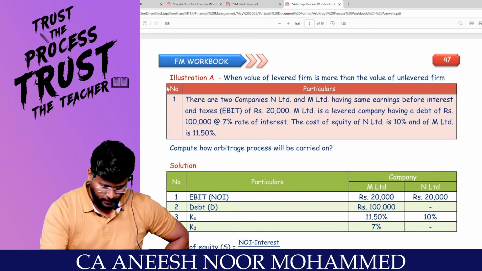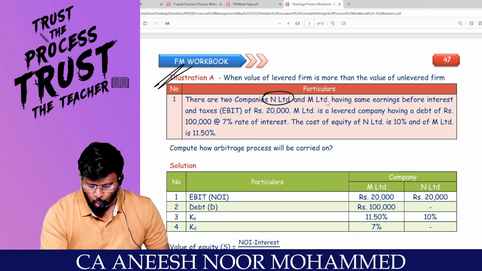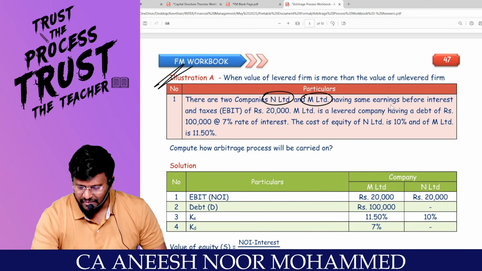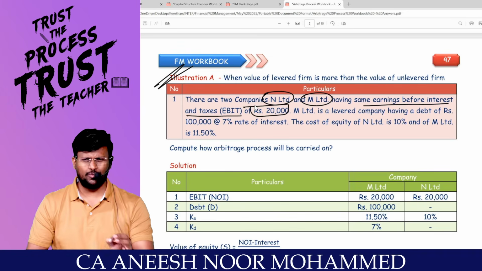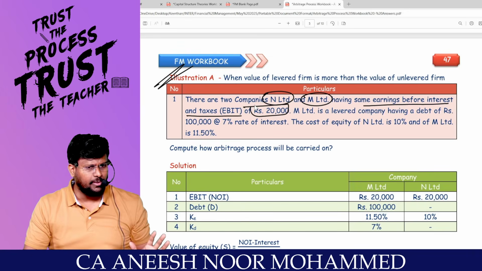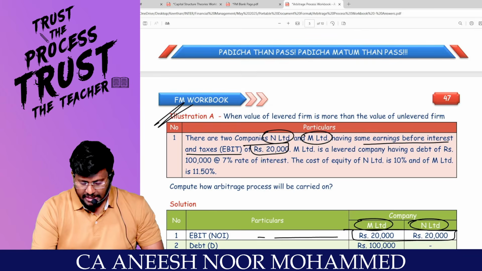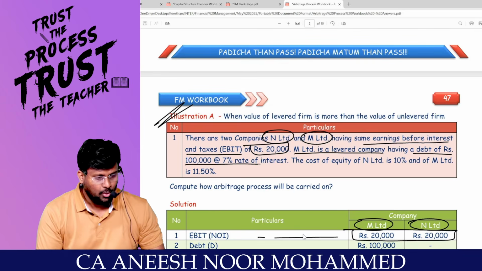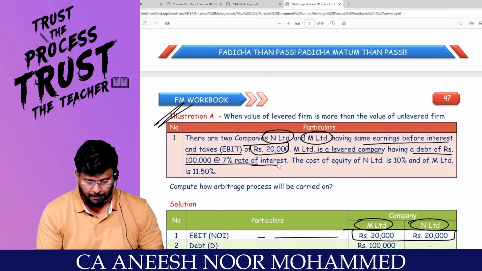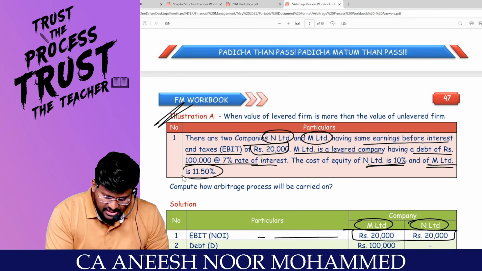That I will be solving by illustration number 1. Can we? There are two companies, N Limited and M Limited, having the same earnings before interest and tax of how much rupees? 20,000. Two companies are alike in all aspects; only then will this chapter be applicable. So M Limited and N Limited have EBIT of 20,000 each. Can I proceed? M Limited is a levered company, having debt of how much? 1 lakh, at a given rate of interest. The cost of equity of N Limited is 10 and of M Limited is 11.5.